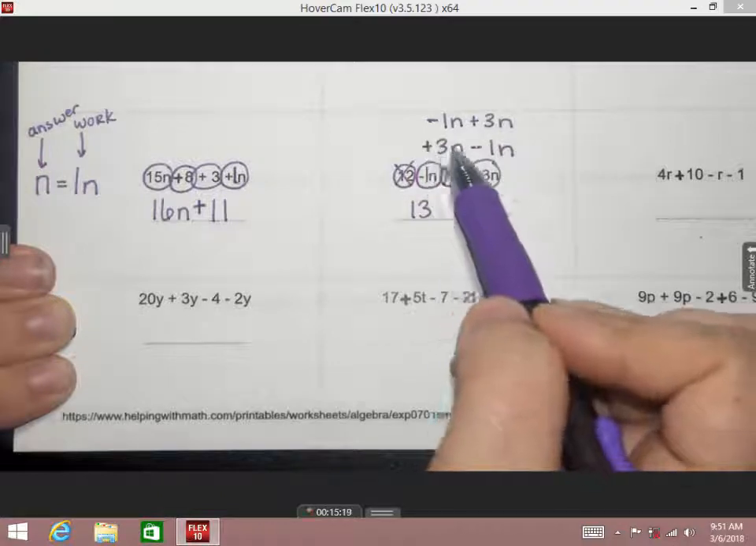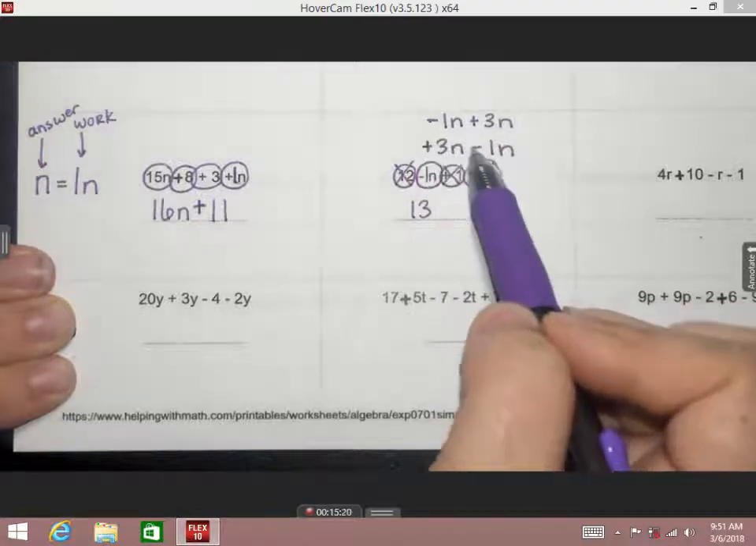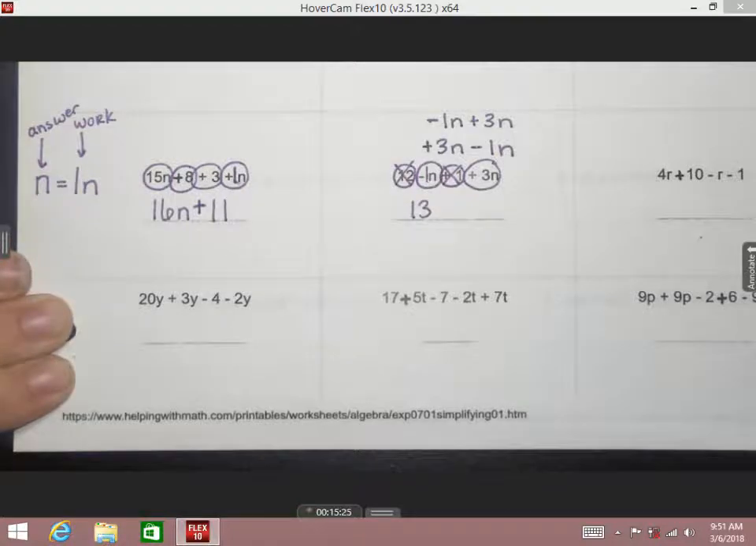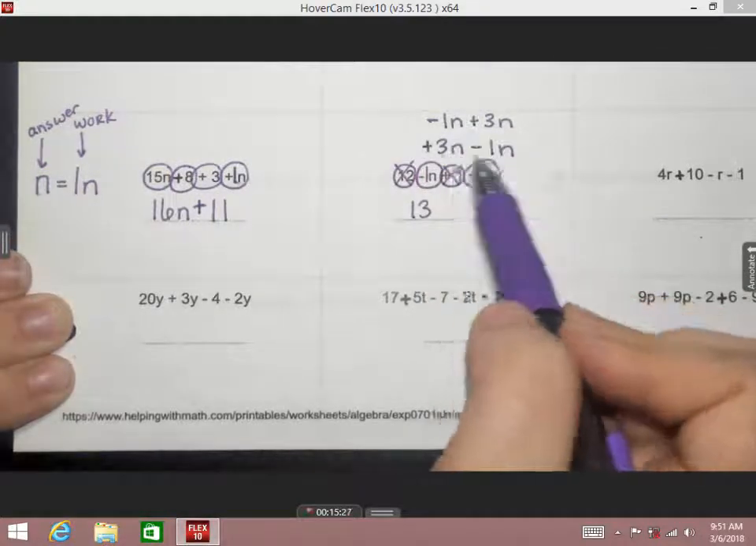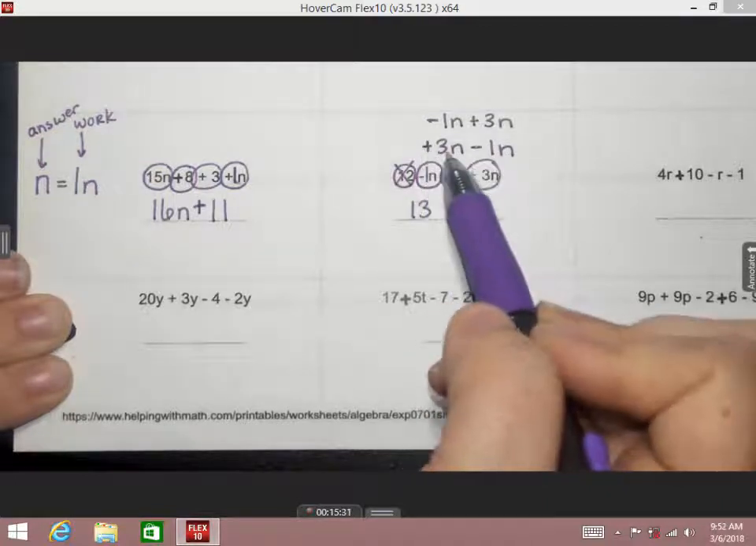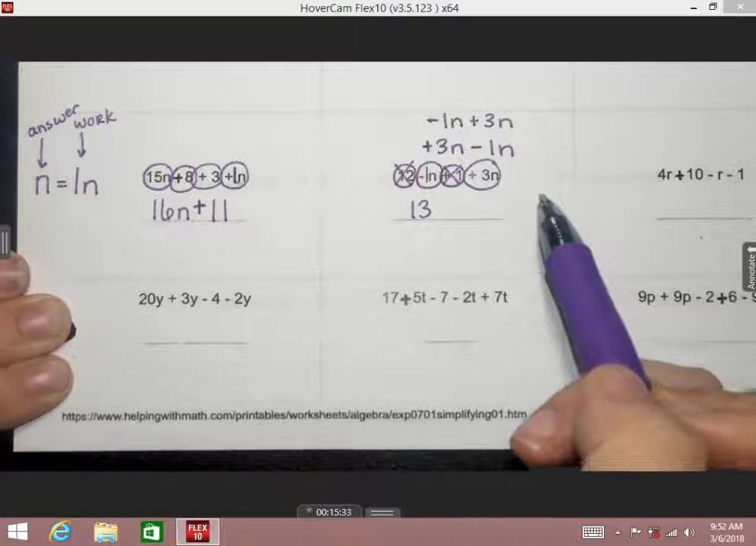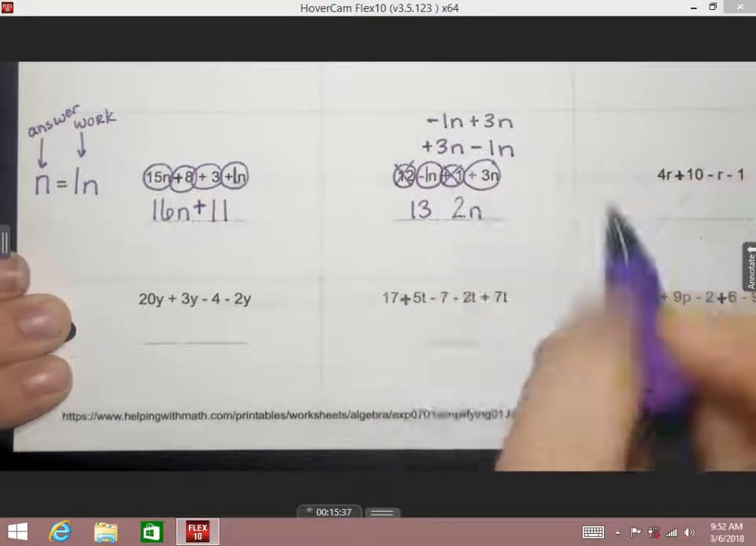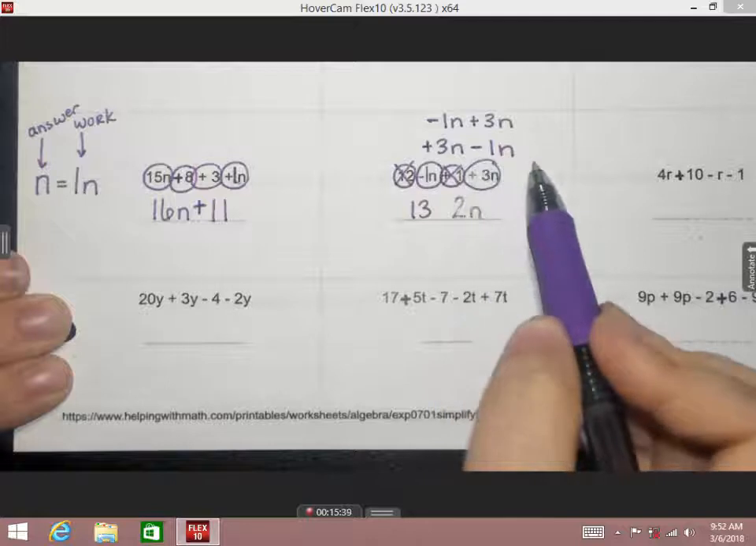So now, guys, let's read this. This says positive 3 minus 1. Can I do 3 minus 1? Yes. Do you see how by switching those two places, now it's a problem that I know? So what's positive 3 minus 1? What's 3 minus 1? 2. Do y'all agree with that? I'm going to keep my n. So 3 minus 1 is 2.